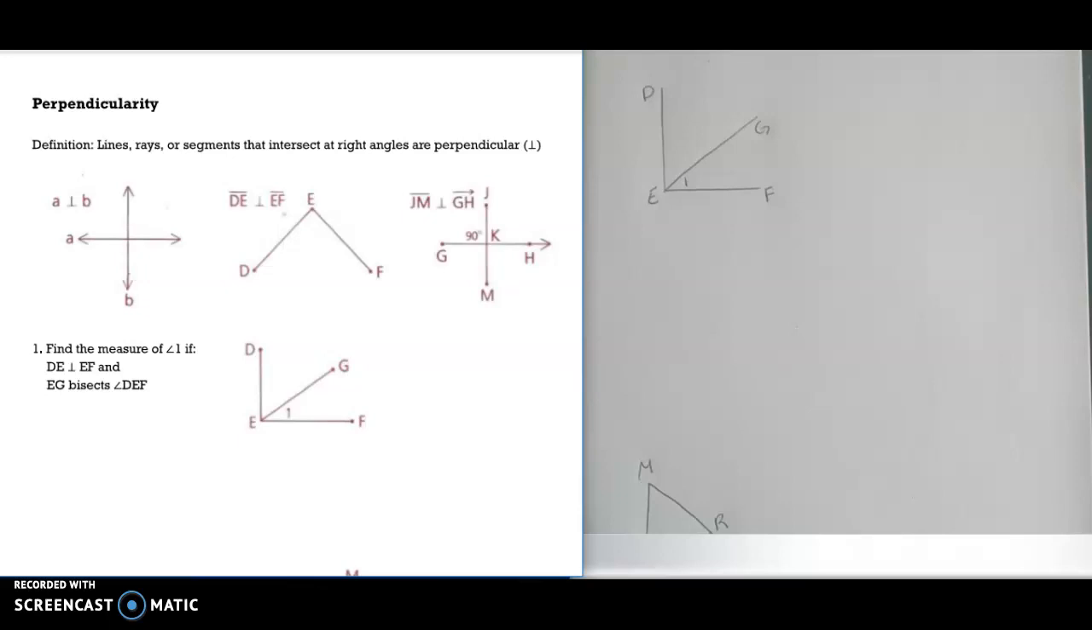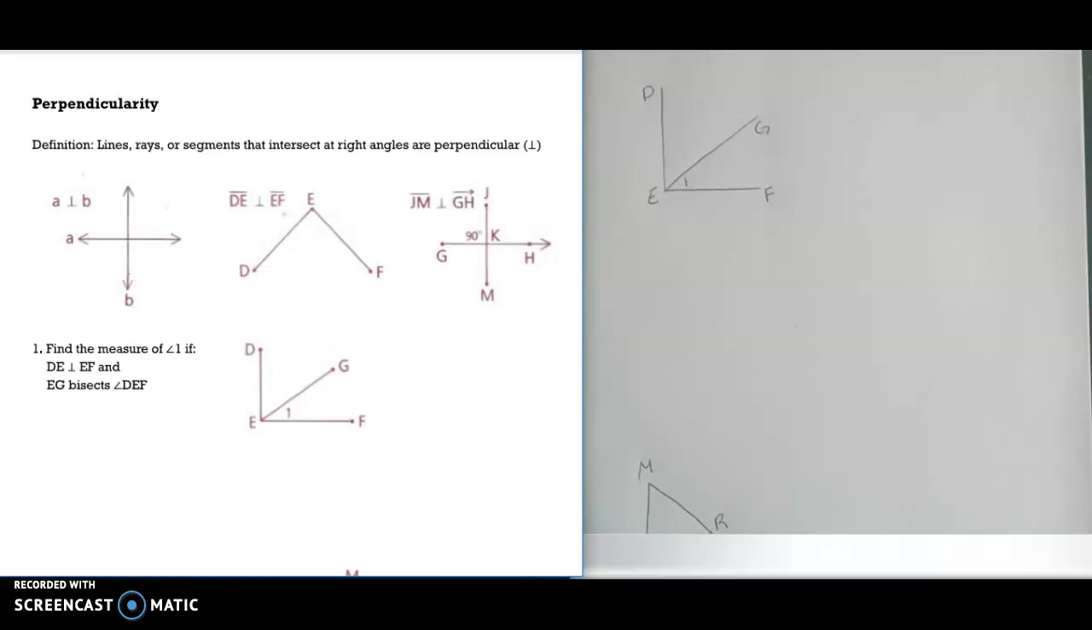All right, and to accompany your complementary and supplementary notes, we are going to talk about perpendicular lines really quickly. So the definition of perpendicular lines, rays, or segments are ones that intersect at a right angle. They make a right angle with each other. So here's a couple of examples.